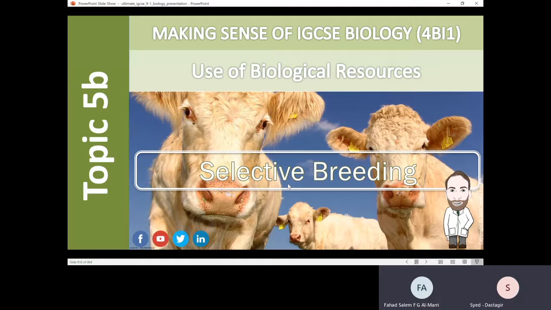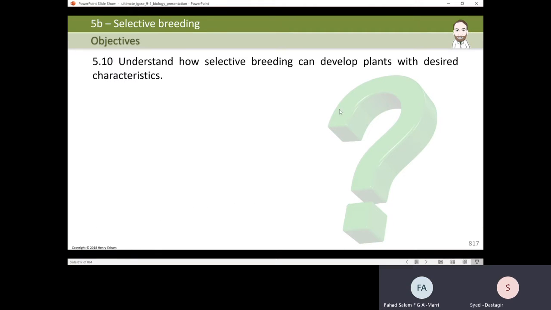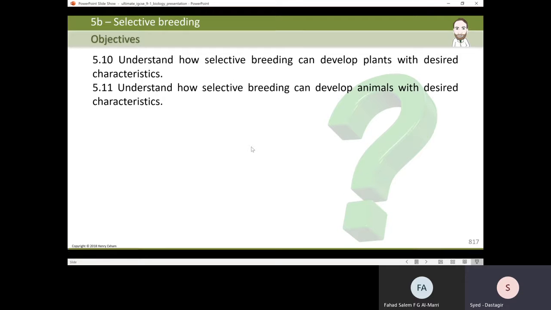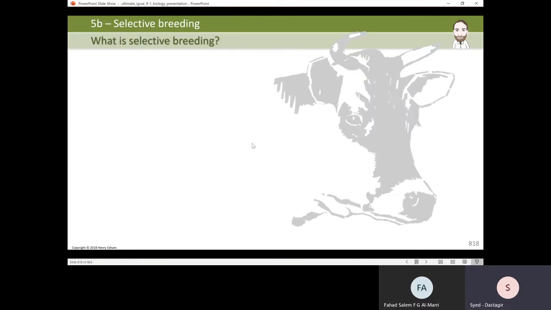Okay, so this topic, selective breeding, the use of biological resources. The objectives are to understand how selective breeding can develop plants with desired characteristics, and understand how selective breeding can develop animals with desired characteristics, so plants and animals. So, first of all, what is selective breeding?